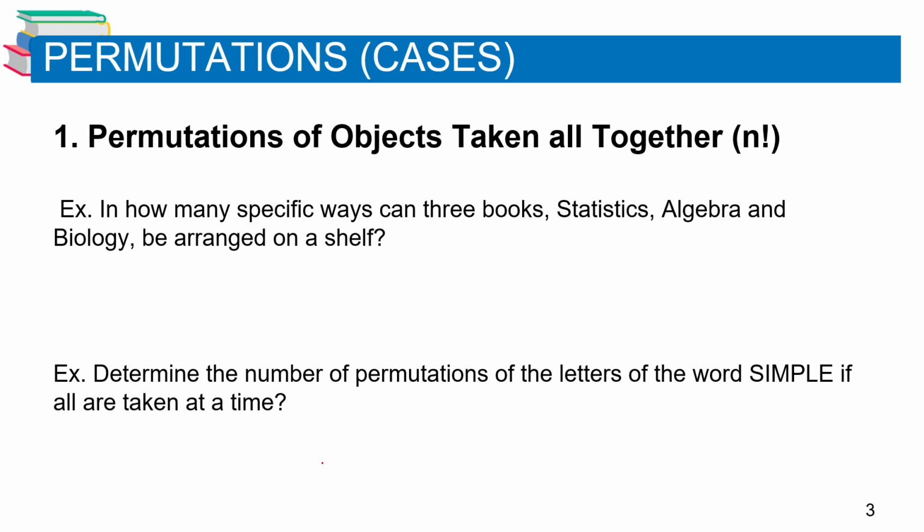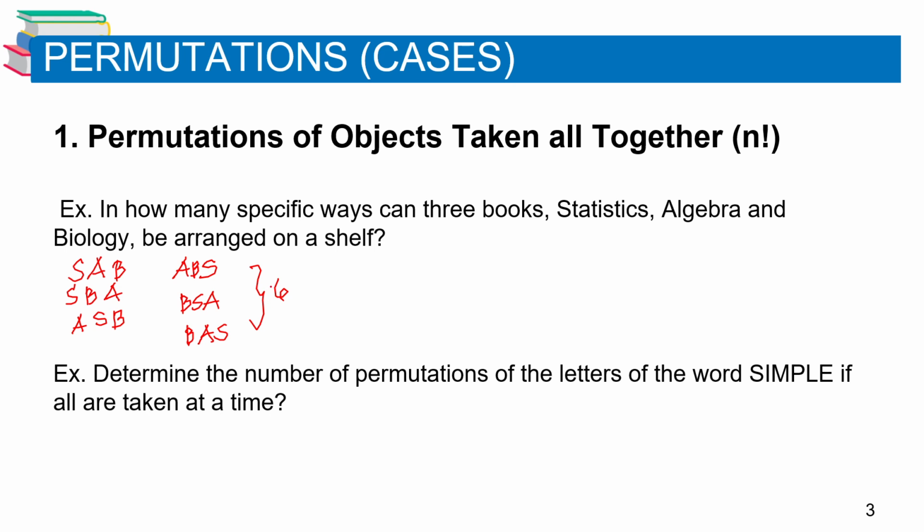Example: in how many specific ways can three books, statistics, algebra, and biology, be arranged on a shelf? We will arrange these manually so that we can find the number of ways. We have statistics, algebra, and biology. Then statistics, biology, and algebra. The next arrangement is algebra, statistics, and biology. Then algebra, biology, and statistics. Then biology, statistics, and algebra. And this one is biology, algebra, and statistics. In this case, we produce 6 arrangements.